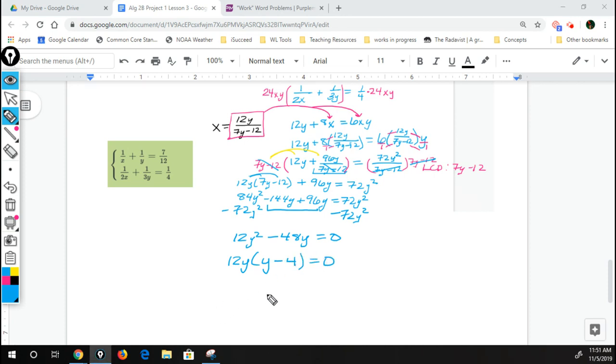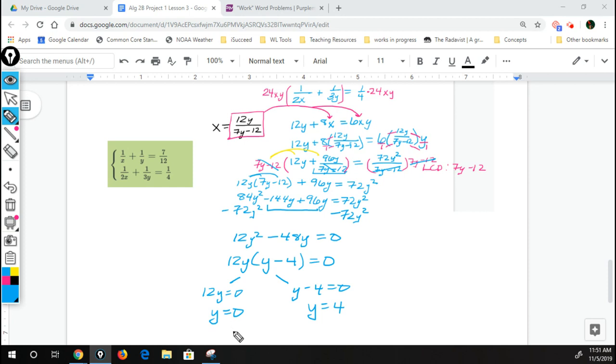equaling 0. Okay, my favorite property in all the land, ZPP, says that if you have two factors equaling 0, then both set them equal to 0 and solve. Divide both sides by 12, we get 0. Add 4.